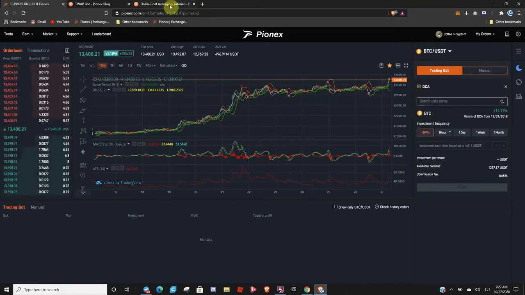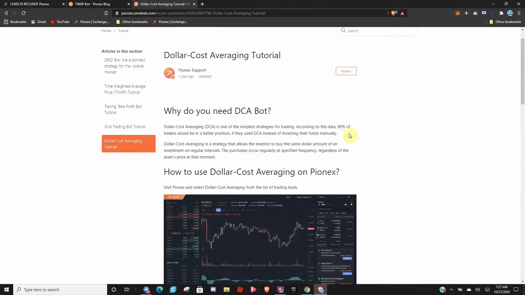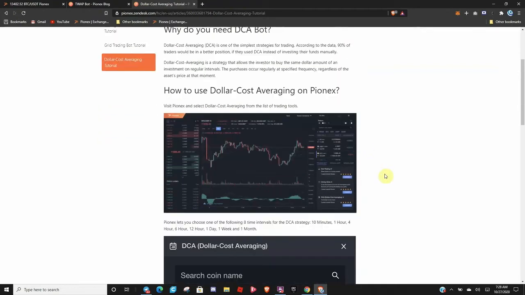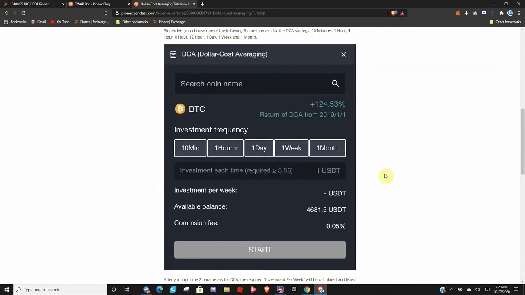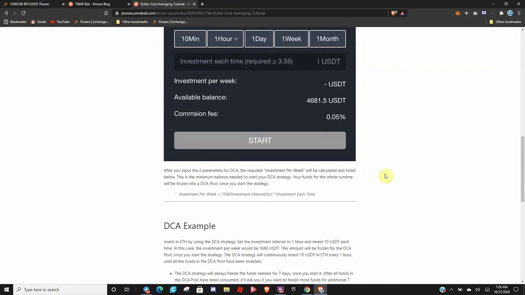If you come over here, I already pulled this up. It shows you that 90% of traders would be better off if they DCA'd into a coin rather than simply investing or trying to trade the market. So this allows you to accumulate and really just get in and do long-term trades to accumulate and invest. Now, I will leave a link to this in the description.